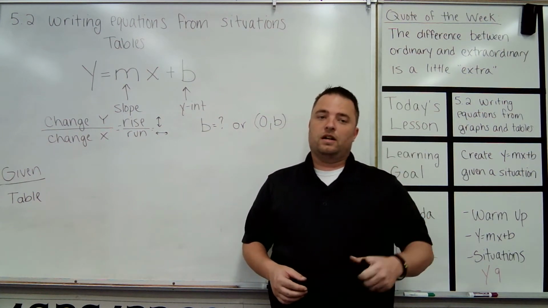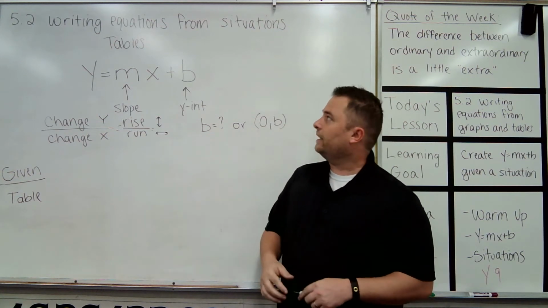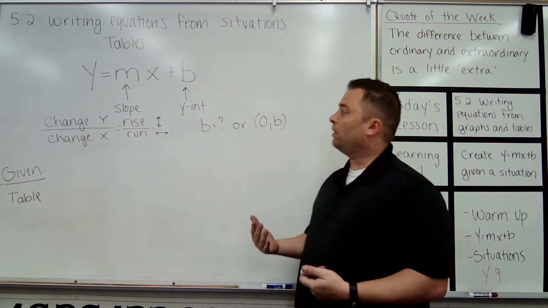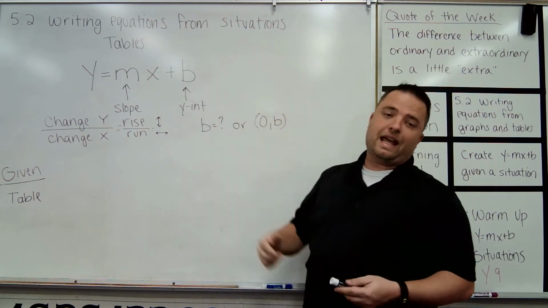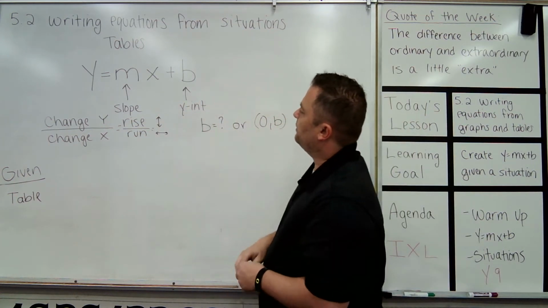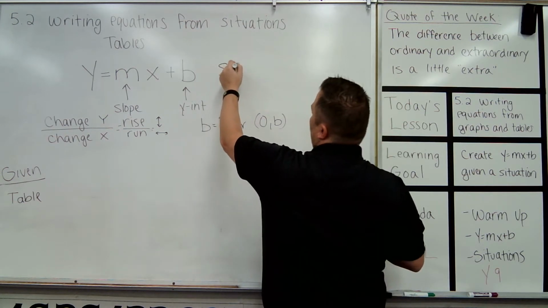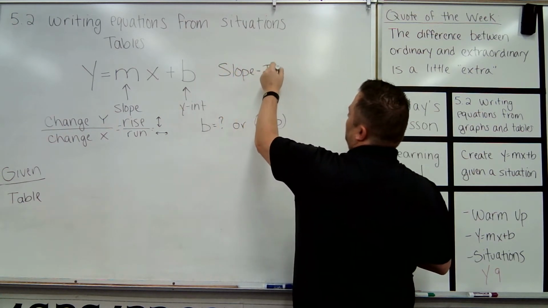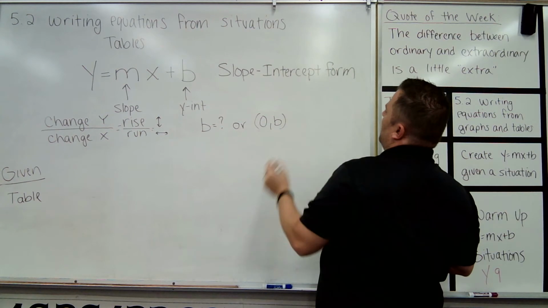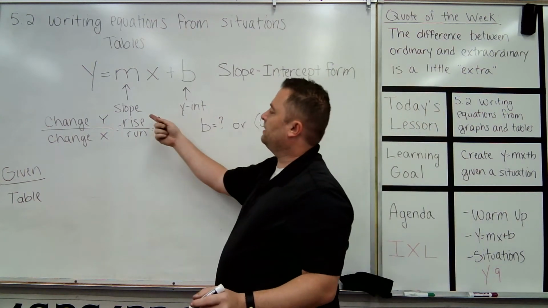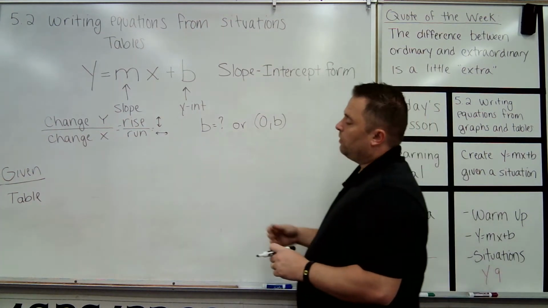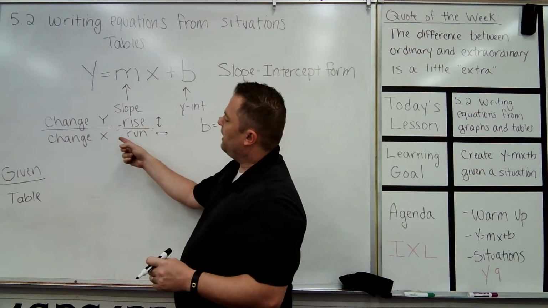Today is part 2 of discussing 5.2, writing equations from situations and tables. Once again, this is continually boiling down to our mastery of y equals mx plus b, where m is the slope and b is the y-intercept. This is called slope-intercept form. And we know this is slope-intercept form because when it's in this form, we know the slope and the y-intercept. Clever, huh? Remember that the slope is the change in y over the change in x.